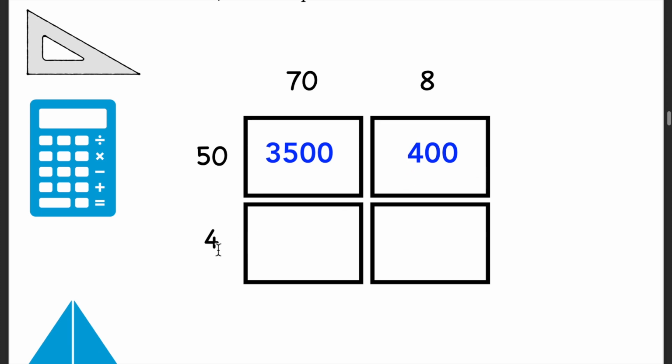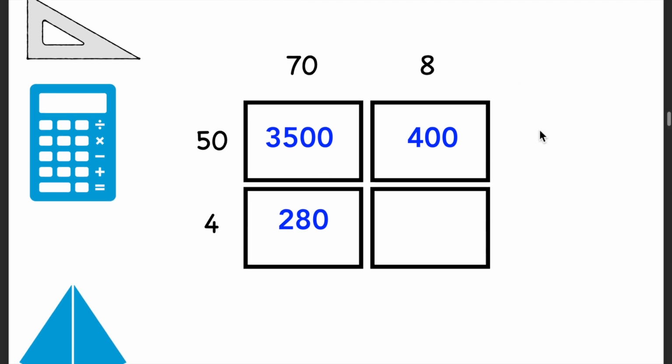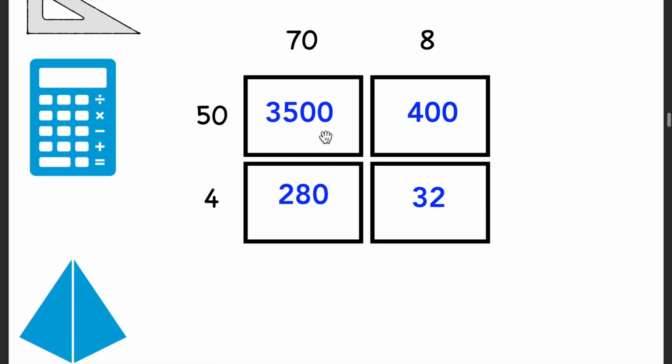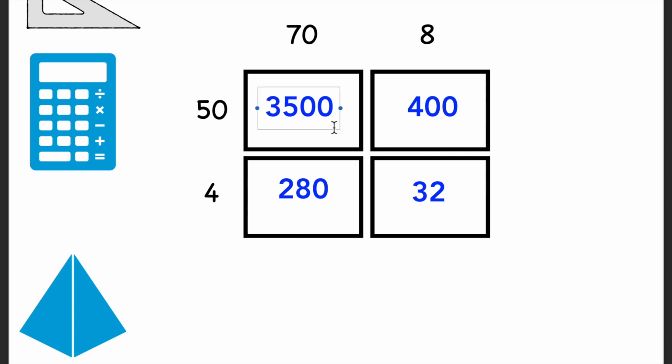Now let's figure out 4 times 70. What is that going to be? If I do my math right, I know that 4 times 70, and maybe you can get it as well, is going to be 280. So 4 times 70 is 280. Now the last thing I need to figure out is what 4 times 8 is. 4 times 8 is pretty easy. 4 times 8 is 32. So now I have my component parts: 3,500, 400, 280, and 32. Now all I have to do is add these all up. Let me go ahead and add these all up. I'll drag this down here.